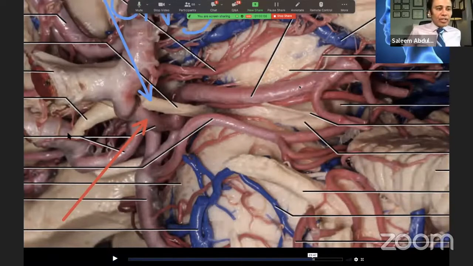So this is a front. This is, we're looking at the left side. This is a front. This is a back. This is the top of the head. This is a bottom. Okay.